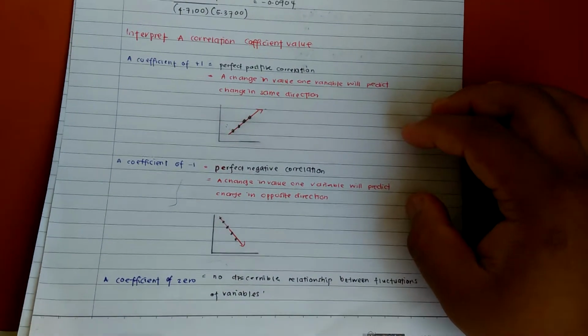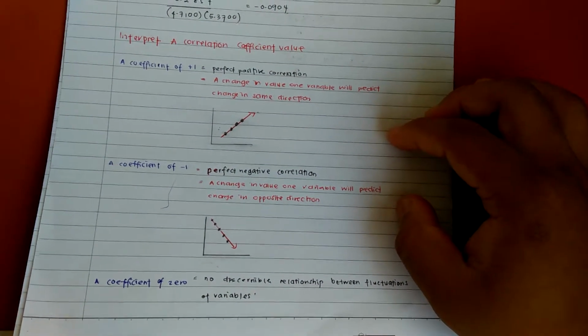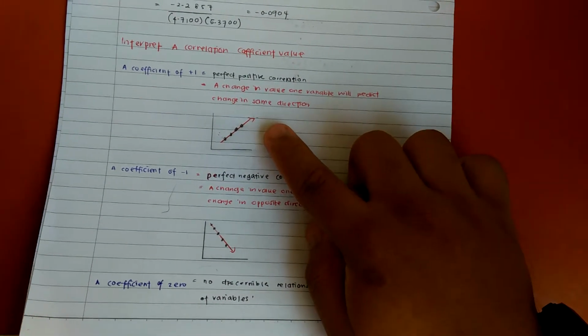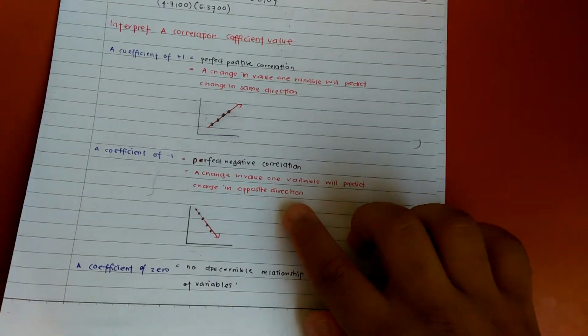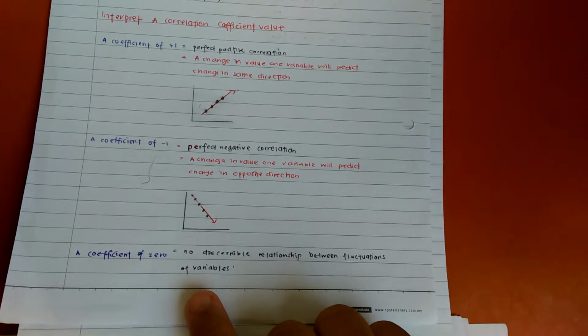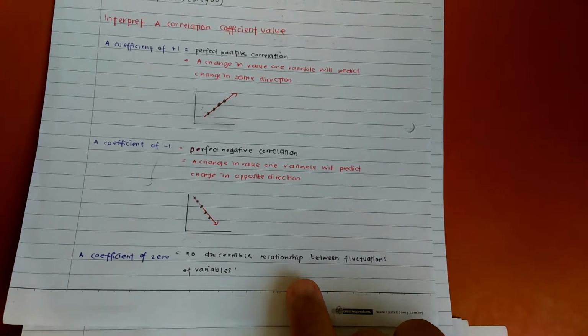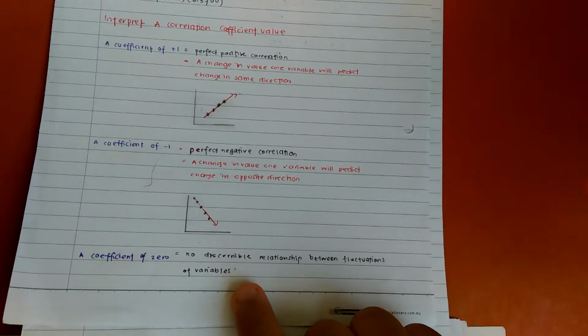There are 3 types of correlation coefficient value. The first one is perfect positive correlation. The second one is perfect negative correlation, and the third one is a coefficient of 0, which means there is no describable relationship between the fluctuation of variables.